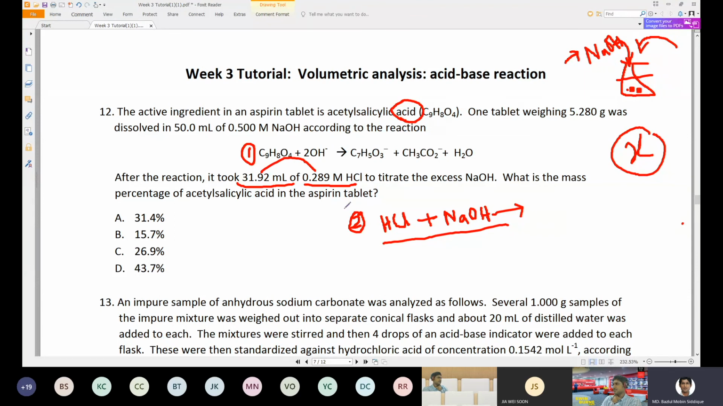So I know the number of moles of HCl, and then it reacted with sodium hydroxide. From there I can find out how much excess sodium hydroxide was left, and the excess amount I found was, let's say, Y. I found out the excess amount of sodium hydroxide was Y, that was left, but I know how much sodium hydroxide I added, right?